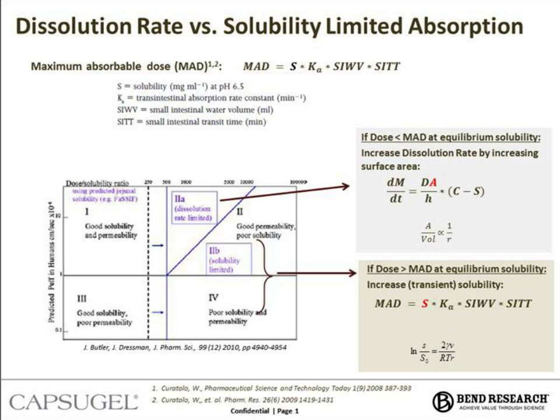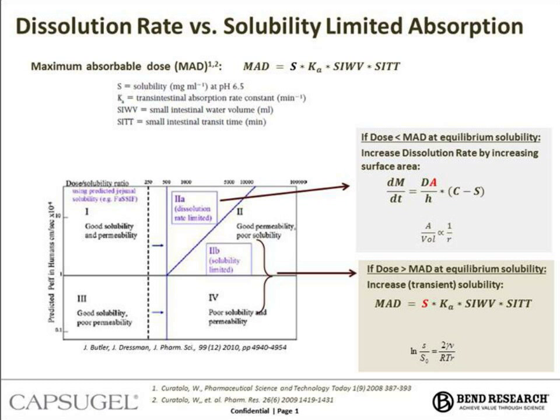So before moving on to the other two technologies that I wanted to mention, I wanted to return to the developability classification system to talk a little bit about where the different technologies are likely to be most useful. As I mentioned earlier, there are cases where absorption is dissolution rate limited and others where absorption is solubility limited. One way to assess that is to estimate the maximum absorbable dose, which is actually the basis of the quantitative version of the map shown here.